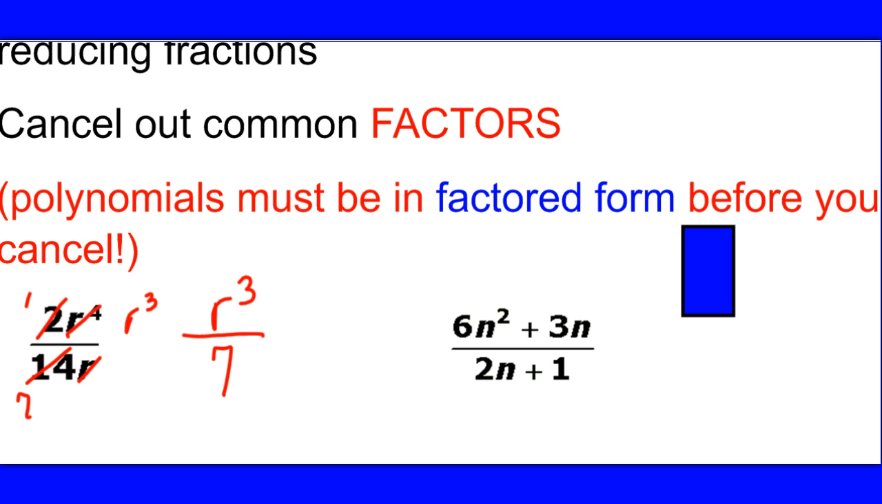Now to reduce the second one, it has to be in factored form. So I need to factor the top. So I'll take out a GCF, which in this case is 3n. And that's going to leave me a 2n plus 1. All right, this can't be factored, so I cannot take just one piece of this. I have to treat this as if this is all together.